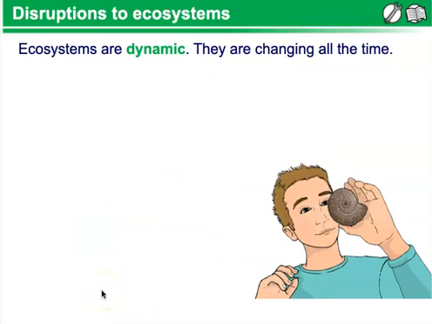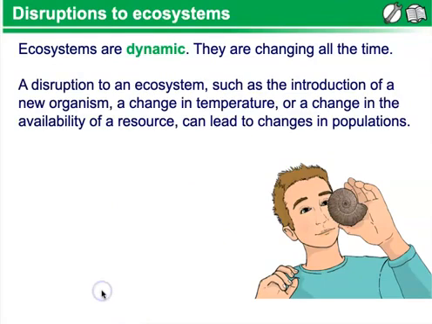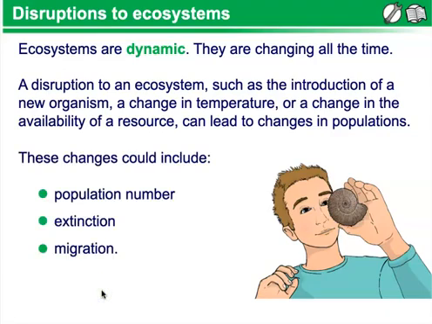Disruptions to ecosystems. Ecosystems are extremely dynamic. They are changing all the time. A disruption to an ecosystem, such as the introduction of a new organism, a change in temperature, or a change in availability of a resource, can lead to changes in population. These changes could include population numbers, extinction, or migration.